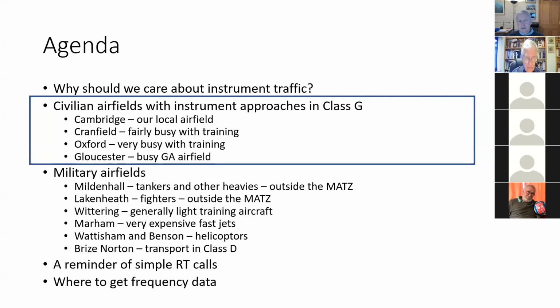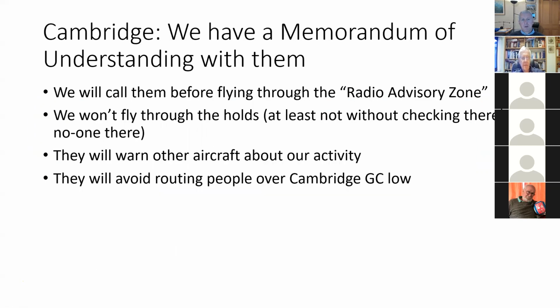Right, so let's have a look at some real life examples. Some civilian airfields with instrument approaches in Class G. And we'll start with the one we know well, which is Cambridge. As everybody ought to know, we have a memorandum of understanding with Cambridge, and basically we've set up something called a radio advisory zone, which is a bit like a radio mandatory zone, but only advisory. And we'll give them a call before we get in there, so they know where we are. And we've said we'll try not to fly through their holds, at least not without checking there's no one there.